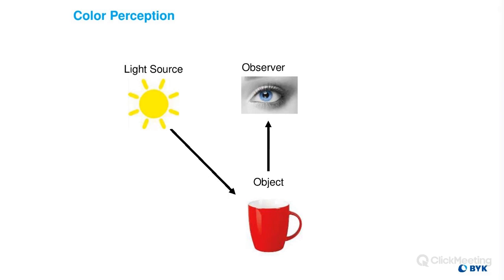So, color perception. We talk about the three components of color perception, and this is important when it comes to color measurement, because in order to quantify color, to measure it in a scientific way, we have to understand how we see color, how we perceive color. So it's important to understand each of these three components: the light source, object, and the observer.